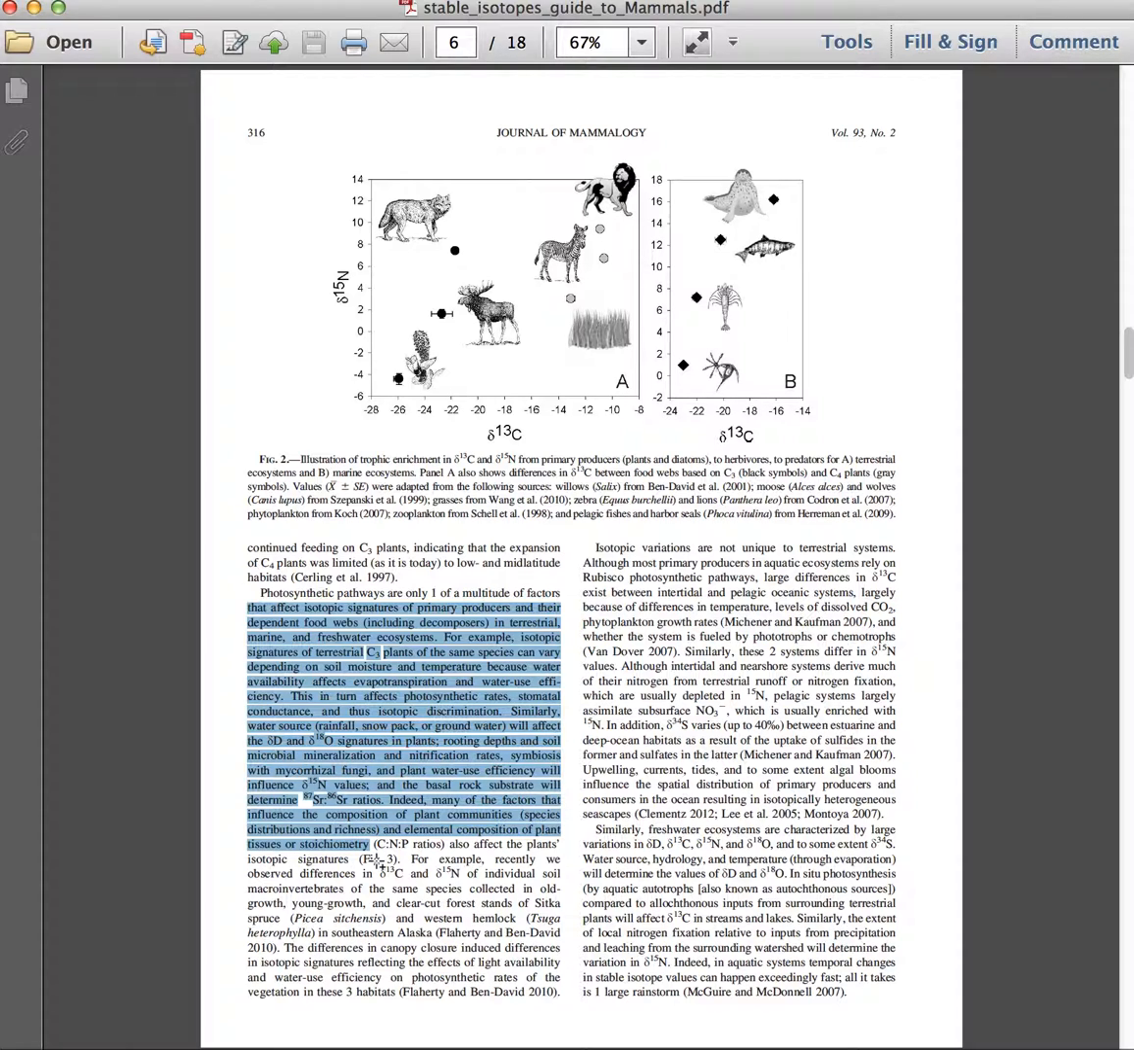And then I want you to think about, as they go into the next sections where they talk about the differences in terrestrial versus aquatic systems. So how are the isotopic signatures and the ways that they're affected the same or different in terrestrial and then aquatic, both marine and freshwater?